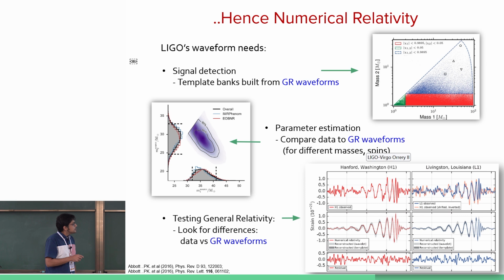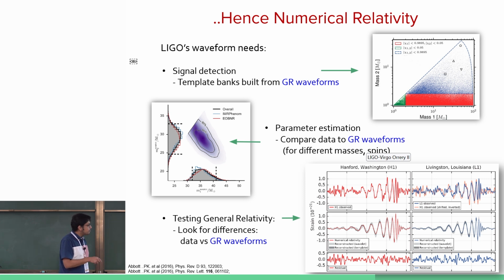Okay. So now again, I have already spoken about LIGO's waveform needs in terms of signal detection, in terms of parameter estimation. For example, this figure shows the measured masses for the very first GW150914 event. And it's important to highlight that both of the waveform models that were used to measure these were calibrated to a lot of numerical relativity simulations to make them accurate enough to analyze this event.